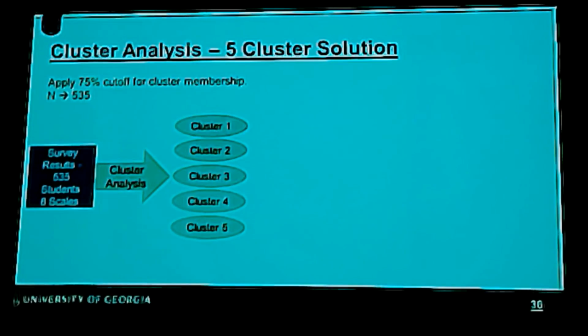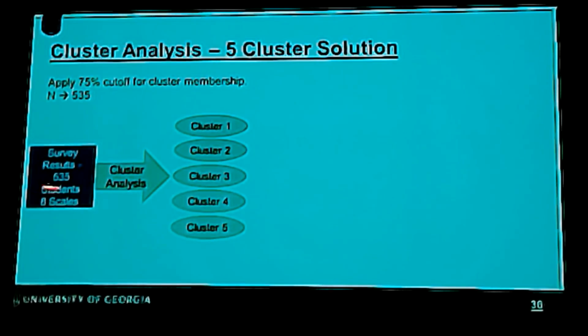I took this 5-cluster solution, and to make sure I was only looking at the people that I really wanted to look at, we applied a 75% cutoff. It was kind of arbitrary. It seemed not too high, not too low. We said we're only going to look at people that have at least a 75% likelihood of being in any particular cluster. If nobody had this high of a probability of being in a cluster across any of the clusters, we got rid of them from the data analysis. That only left us with about 535, so we took a big hit in N, but we were able to be a little more confident about the results we were going to get.